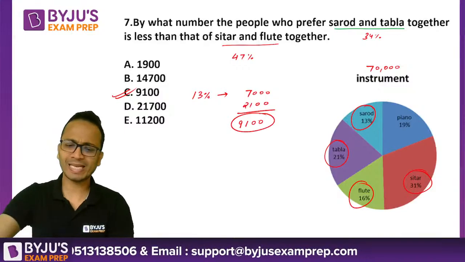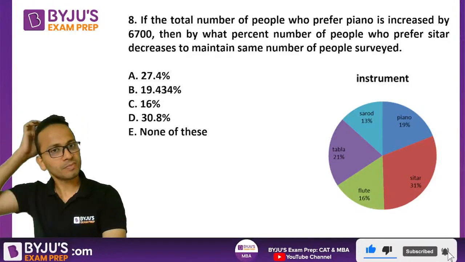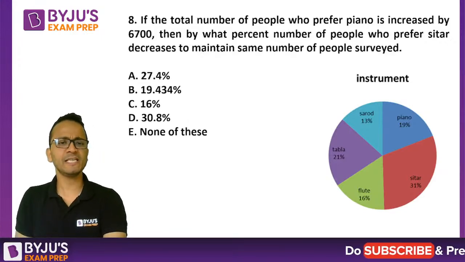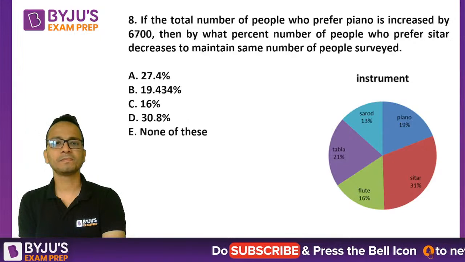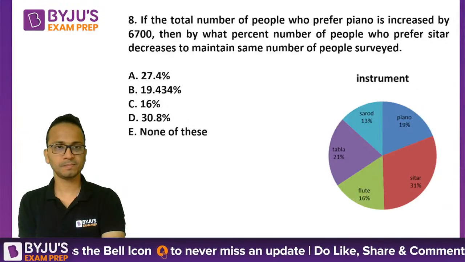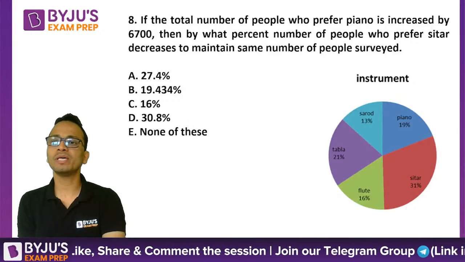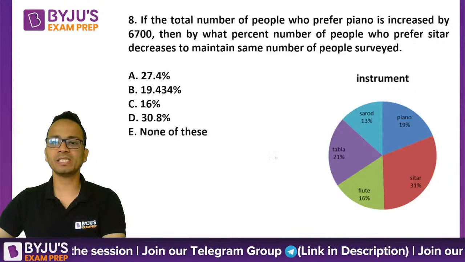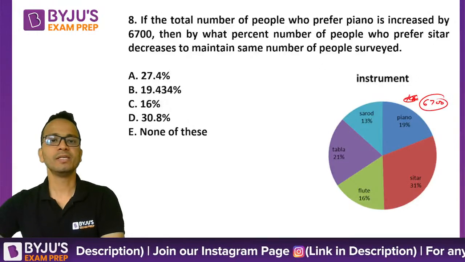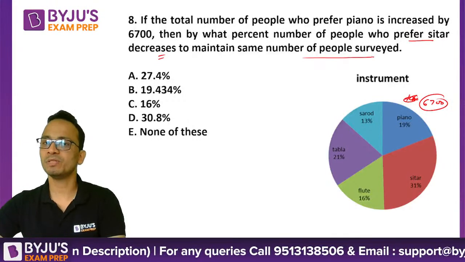बहुत easy question था. Quickly 8th number question की तरफ चलते हैं. And this might be a little difficult. थोड़ा सा difficult है. Not as difficult as the first one. इतना भी difficult नहीं है. So question is, if the total number of people who prefer piano is increased by 6,700, so piano में 6,700 का increase हो गया. Okay, then by what percentage number of people who prefer sitar decreases to maintain the same number of people surveyed?